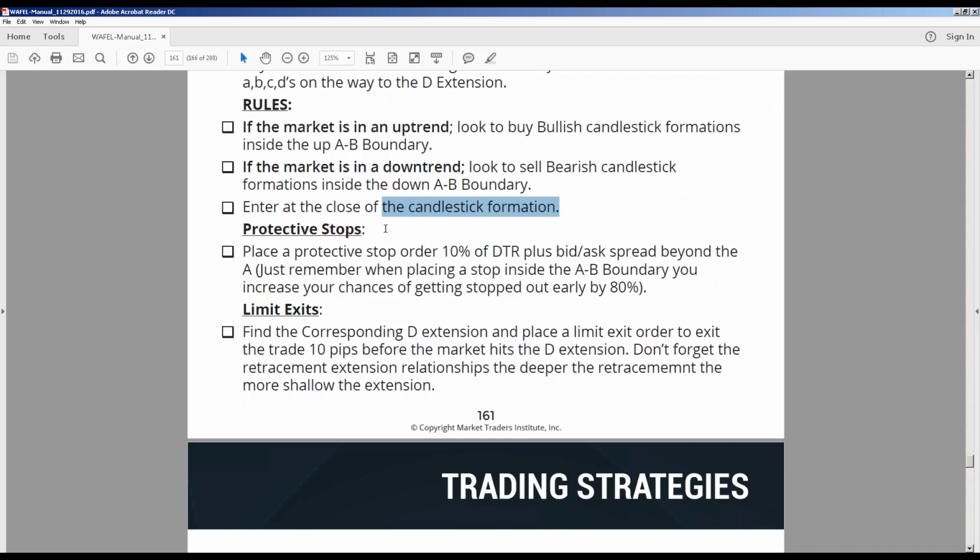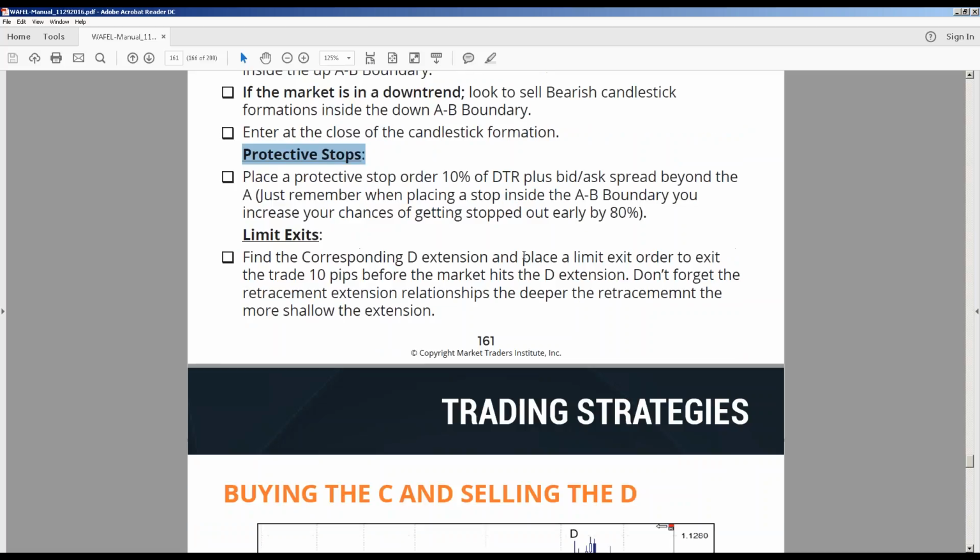Your stops: place a protective stop order 10% of the daily trading range, plus the spread, beyond the A. Just remember, when placing a stop inside the AB boundary, you increase your chances of getting stopped out early by 80%. Then your limit: find the corresponding D extension and place a limit exit order to exit the trade 10 pips before the market hits the D extension.